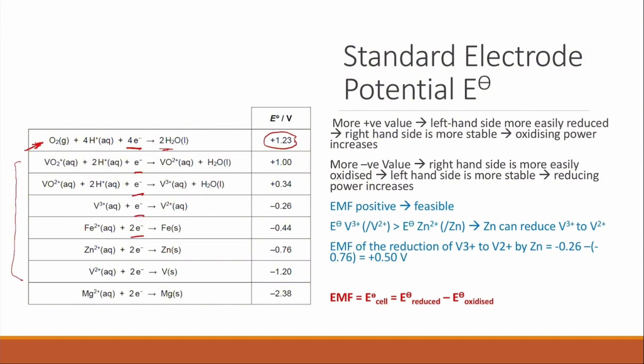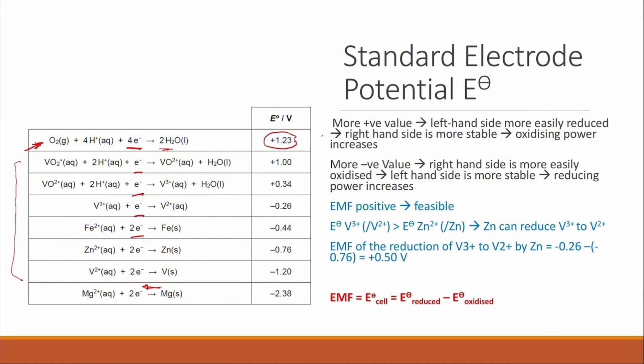And we can say exactly the opposite for the negative value for the standard potential. The ones with the negative value, that means the right-hand side is more easily oxidized, meaning it will be more towards the oxidation. So the reaction will go the other way. So it's going to be oxidation rather than reduction.